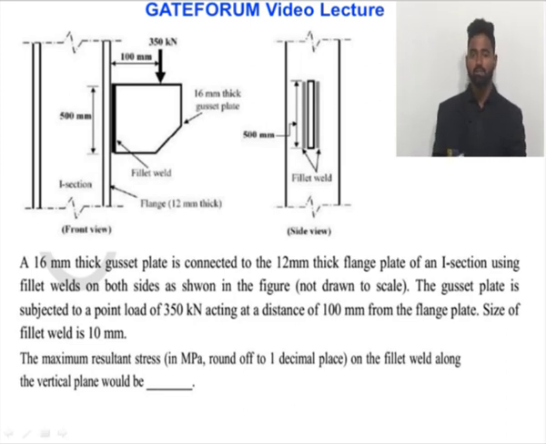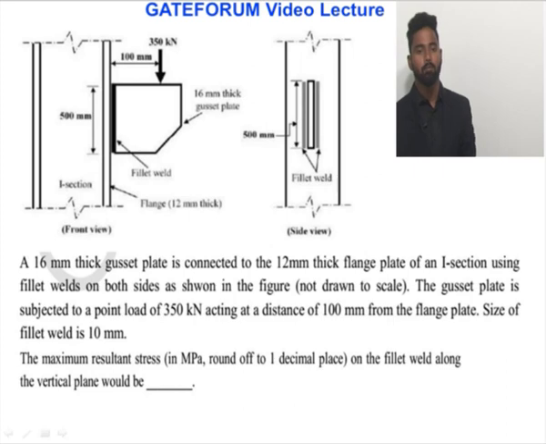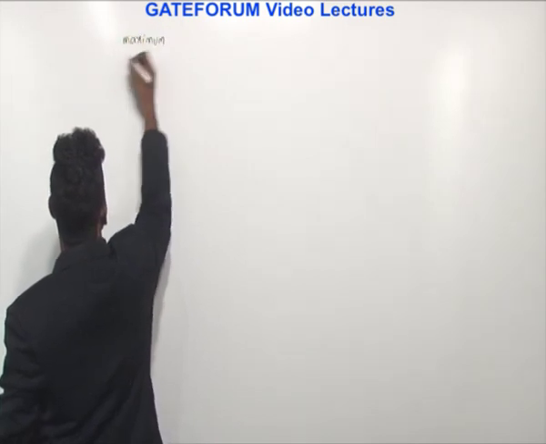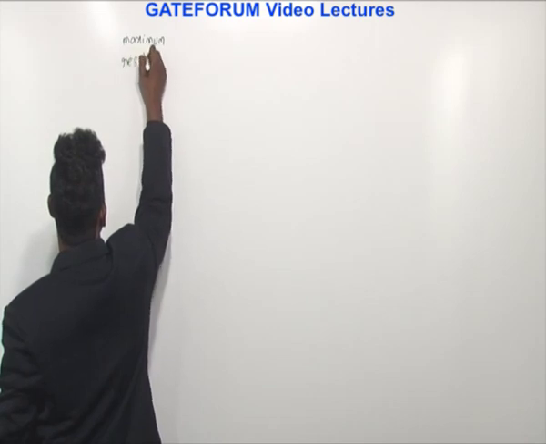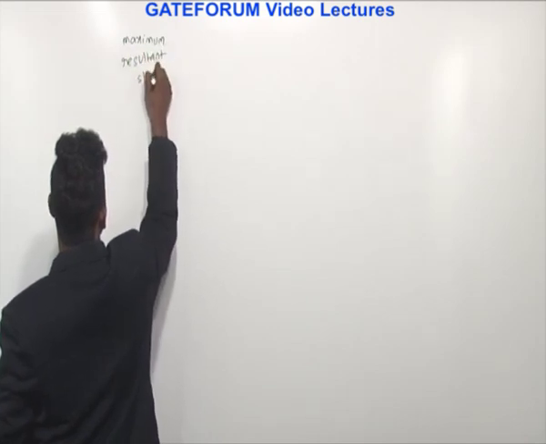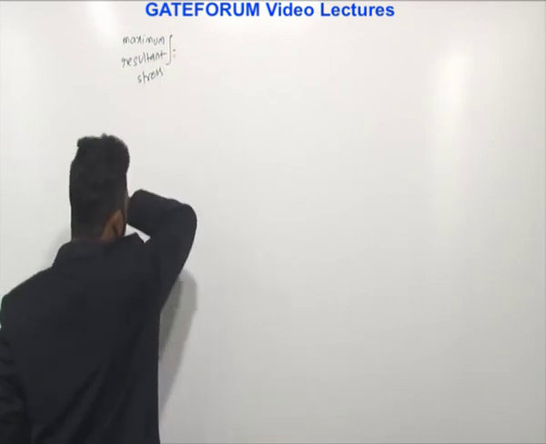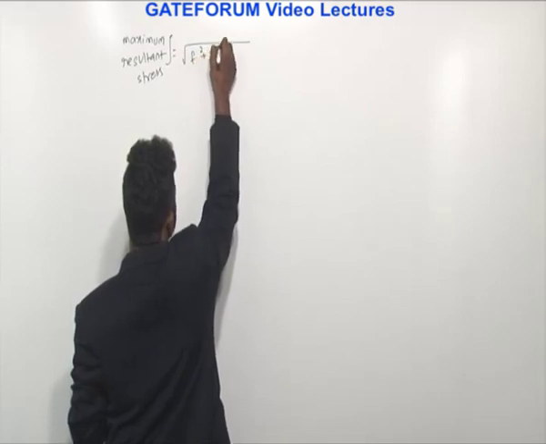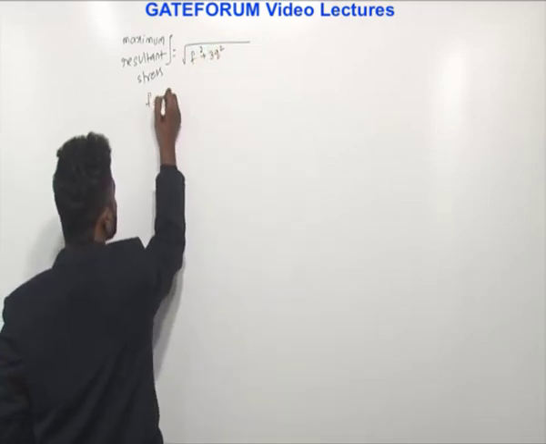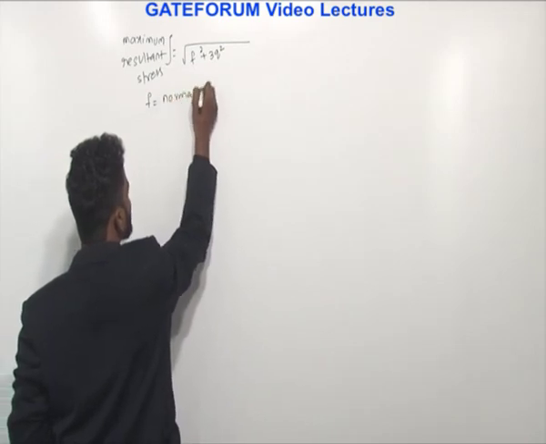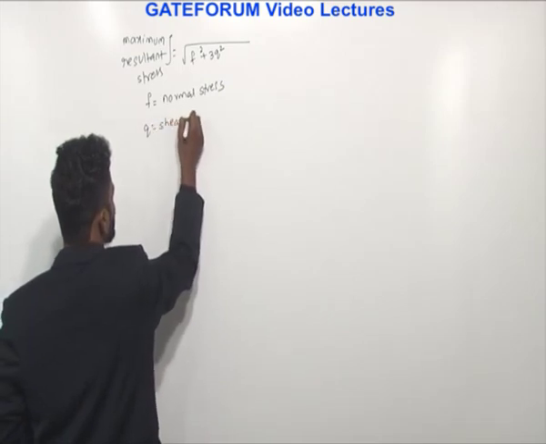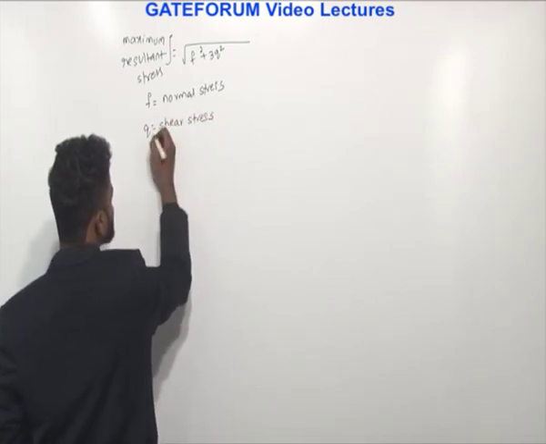The maximum resultant stress on the fillet weld along the vertical plane would be. So he asked for the maximum resultant stress. For maximum resultant stress in the fillet welds for these types of loading, it is the square root of F square plus 3Q square, where F is the normal stress along the plane of bending and Q is the shear stress.